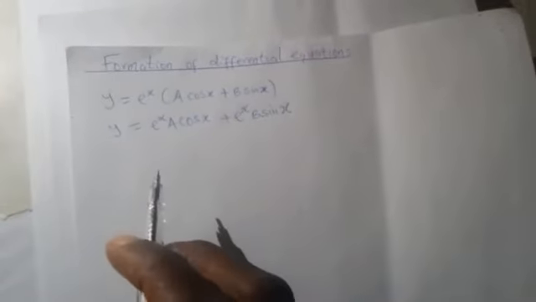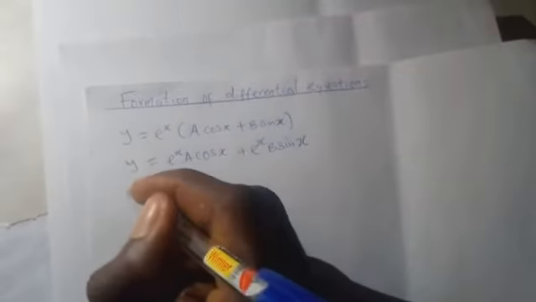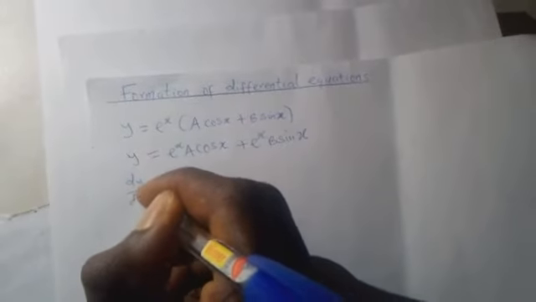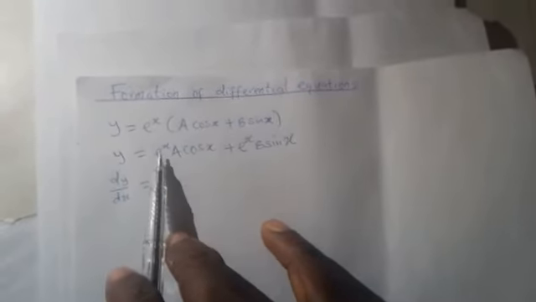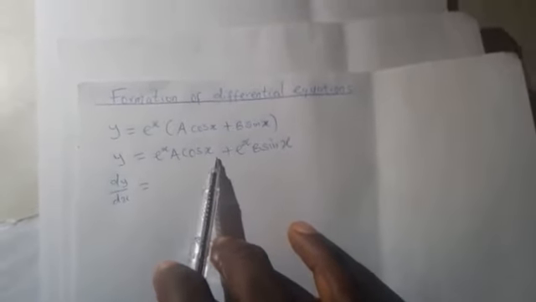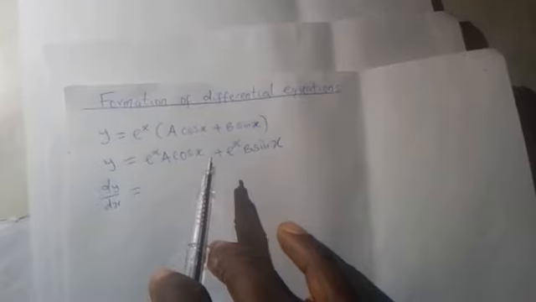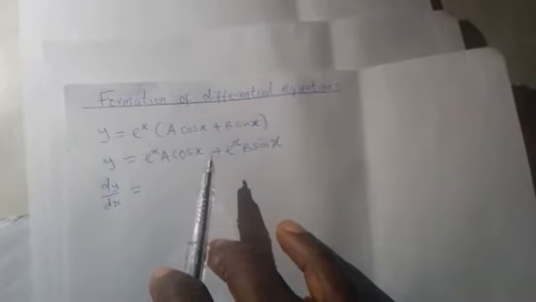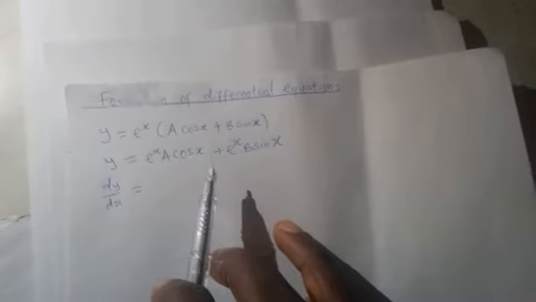Now let me do the first differentiation. If I differentiate y with respect to x, I'm going to have dy/dx equals. Now you can see that I'm going to use the product rule, because I have e to the power of x and a cos x. You have to be careful while doing the product rule, though I know you know it.